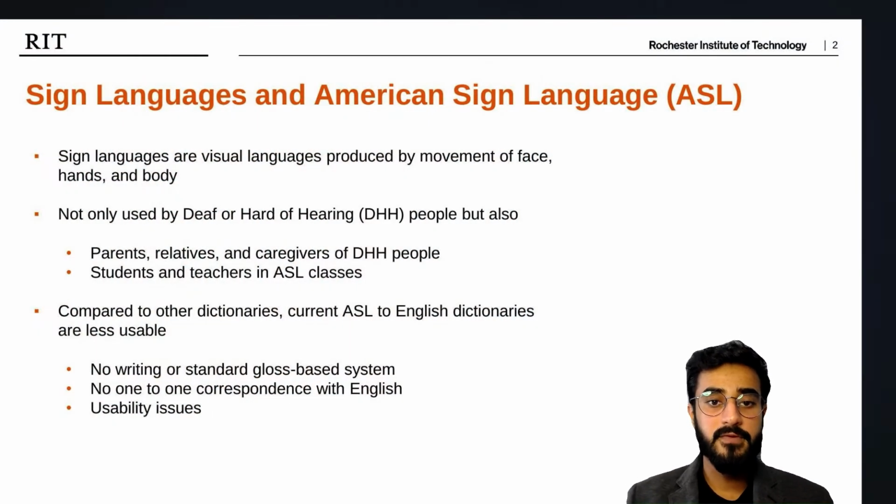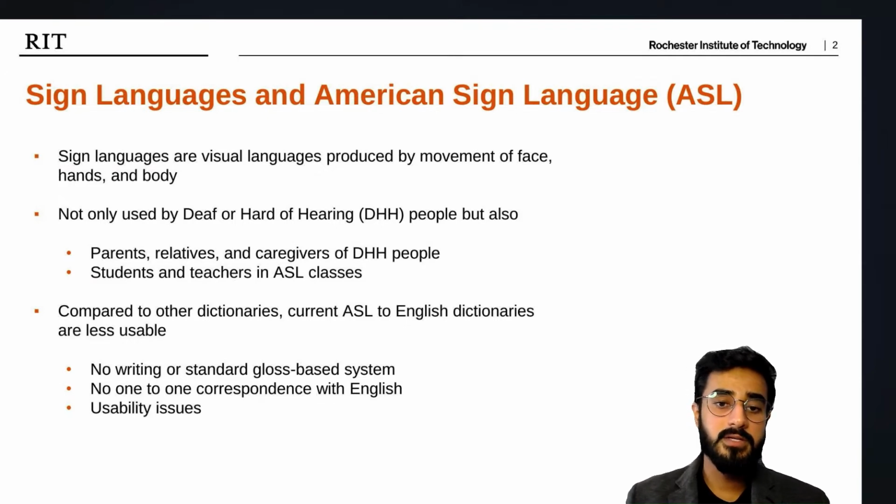Sign languages are visual languages that are produced by movement of face, hands, and body. Not only deaf and hard of hearing people use sign languages, but other people like parents, relatives, and caregivers of deaf and hard of hearing people, and students and teachers in ASL classes also use sign languages.